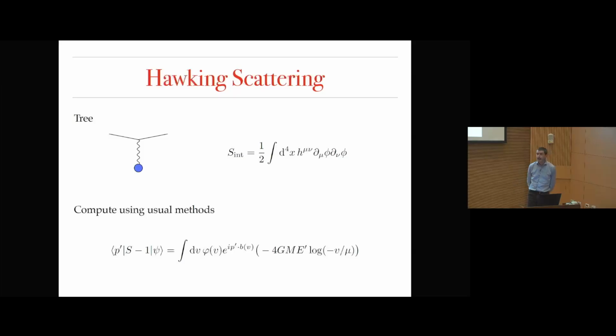Now the tree calculation is pretty straightforward. I'm just scattering this particle off a background. Here's the interaction action. The h mu nu is this inertial h. Go ahead and calculate. There's some little bits of tricks to get a nice answer out of it, but you work a little bit, out pops this log. And the structure of this is very familiar from our usual story. So yeah, even the factor of 4 is very familiar.